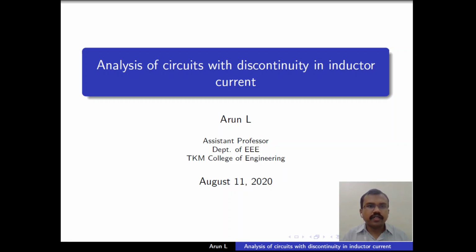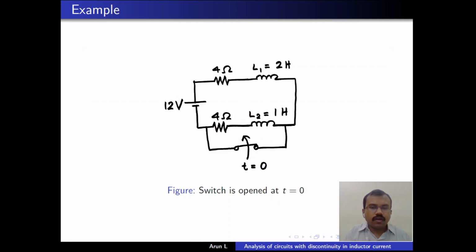In this video, we will see how to analyze circuits when there is a discontinuity in inductor current. To illustrate the process, I will consider a simple circuit shown in the diagram. It consists of a 12 volt DC source and two resistors and inductors. And there is a switch connected across a series combination of 4 ohm and 1 Henry.